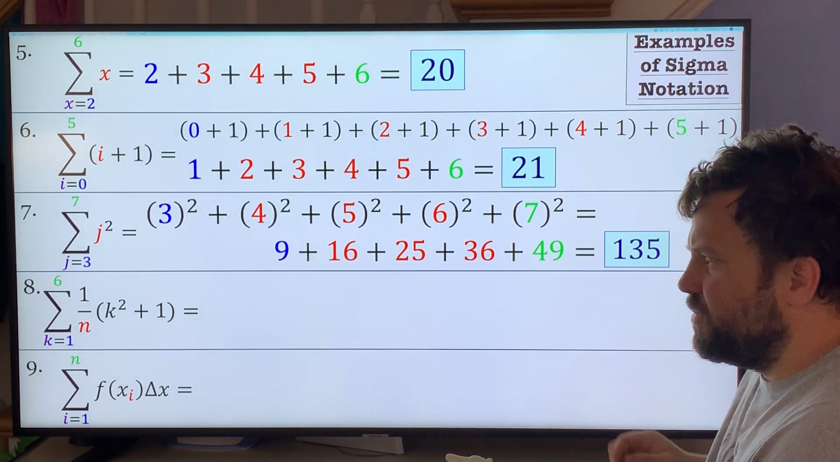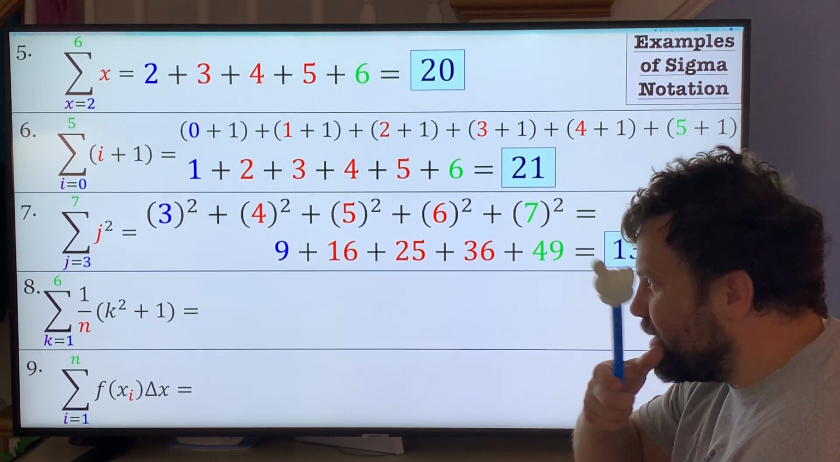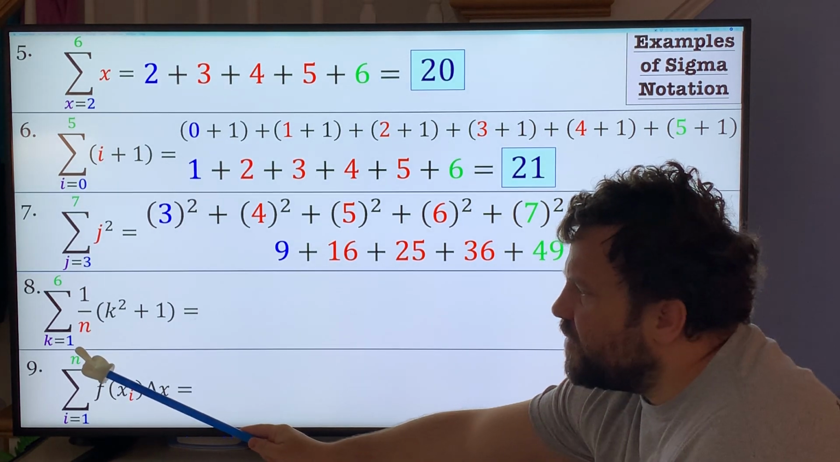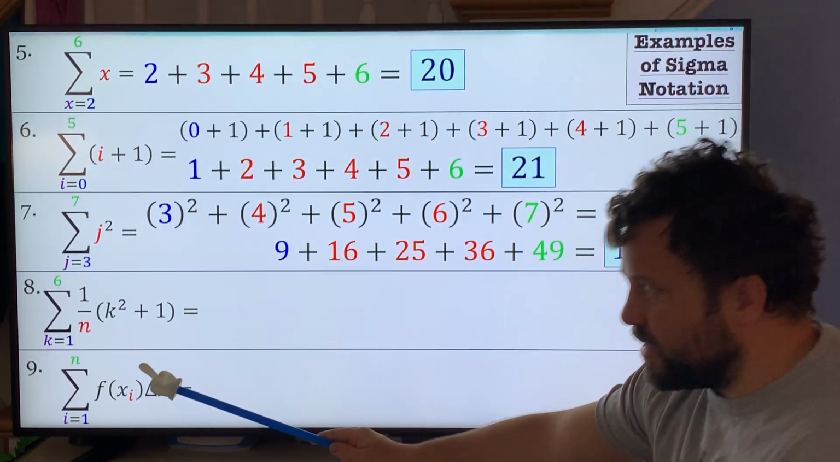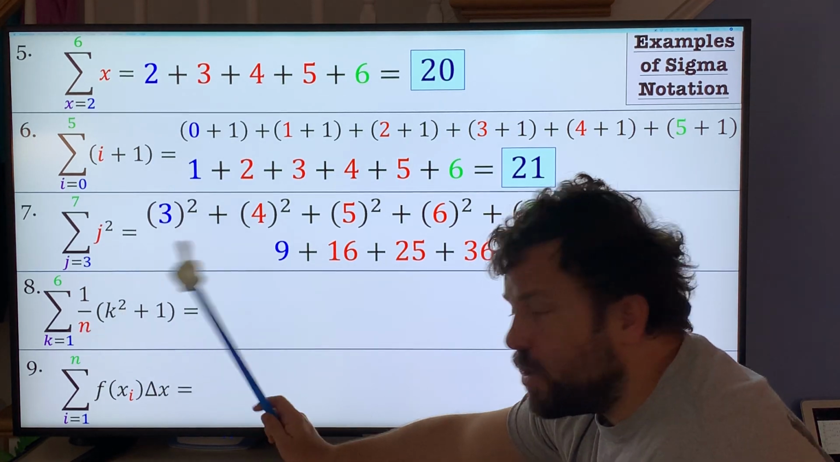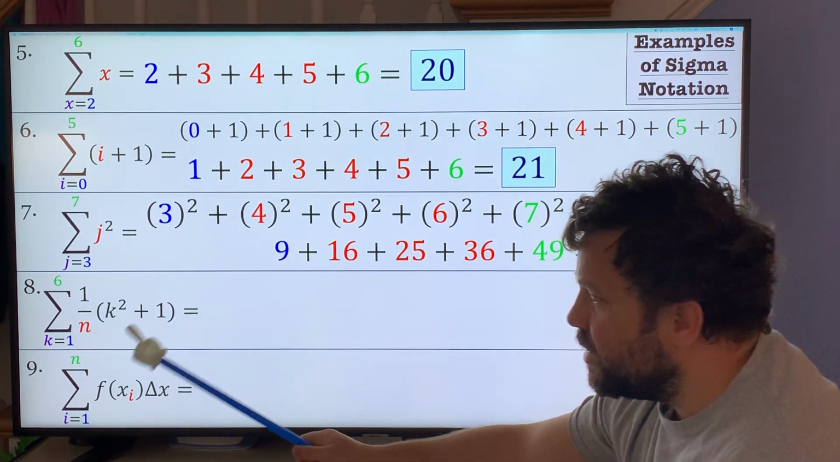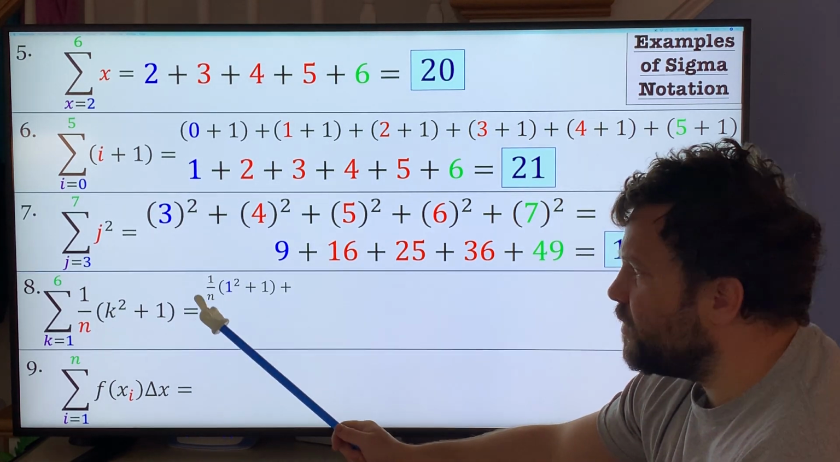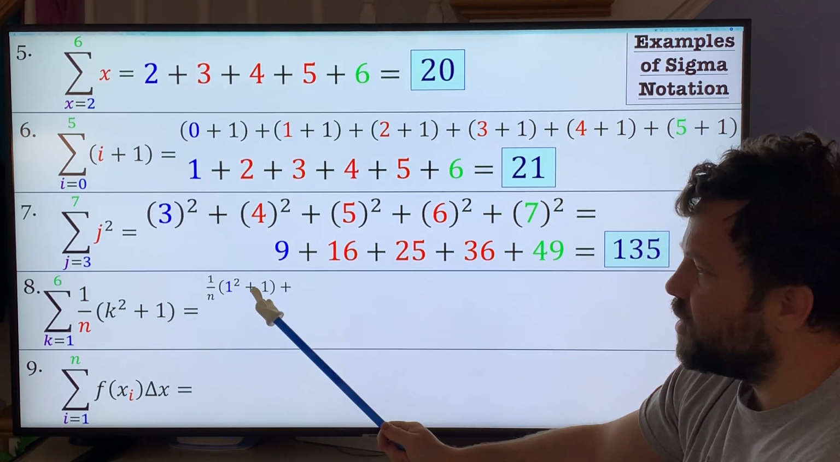All right, not too bad. This next one gets some people. Now 8 and 9 are a little tricky, but not too bad. 1 over n, and then you have k equals 1. What that means is you don't do anything with the 1 over n. It stays 1 over n. You're just plugging things in for the k. So this is 1 over n times 1 squared plus 1, right?